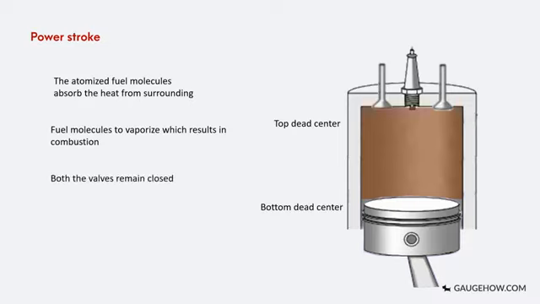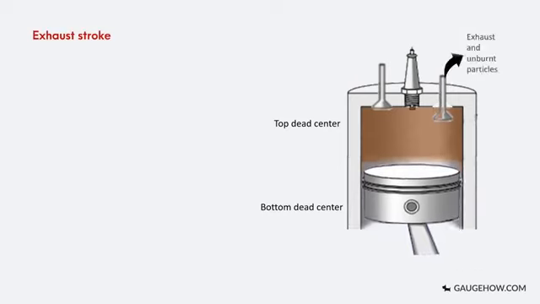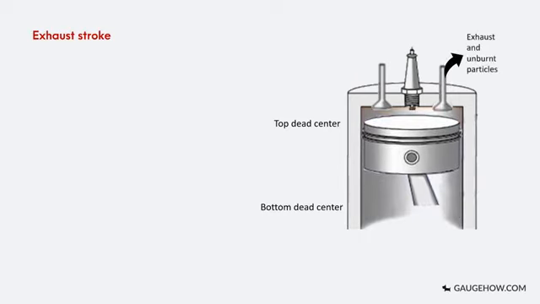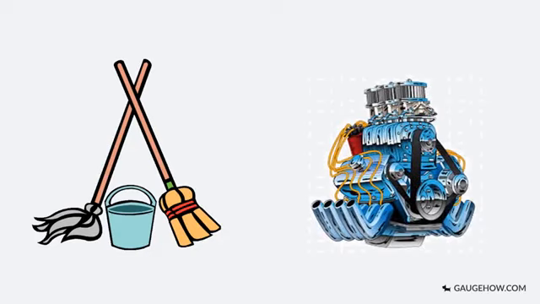During the last stroke, which is exhaust stroke, the inlet valve is closed and the exhaust valve opens. The residual gases after combustion, like unburnt particles and harmful pollutants, are disposed out of the cylinder through the exhaust valve. The movement of the piston from bottom dead center to top dead center pushes out the combustion product and the whole cycle is repeated. It is like cleaning your house before the guests arrive, except the charge is the guest and engine is the house. Also, it visits really frequently.